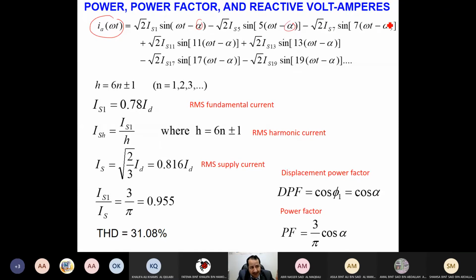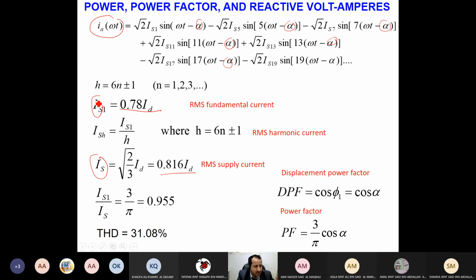You see here, I entered minus alpha for all the expressions, the individual harmonics, 5th, 7th, 11th, 13th, and so on. And IS is similar to that of the diode because it has the same waveform for the current, but the only difference is the phase shift. And the same thing for IS. If I integrate it, I will get the same formula as for the diode.